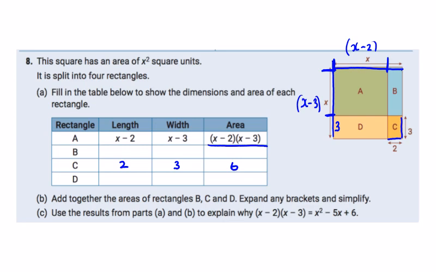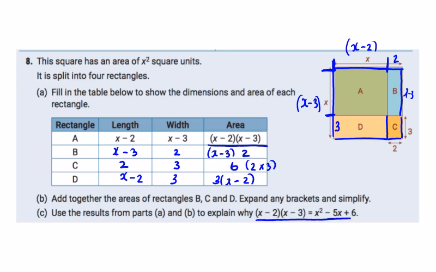B, well, what do we got for B? We have this length here is x minus 3 from the other side, and the top it is 2 from the bottom. So B is x minus 3 by 2, or we could write 2 by 3 in here if you wanted to not write the answer, but we're going to have to do it in a minute. And then D, we have an x minus 2 here, and we have a 3 going up. So 3 by x minus 2. Add all the rectangles together and expand the brackets and simplify. And use your results from part A and B to explain why this guy is equal to this guy.